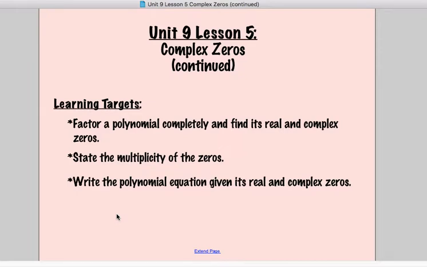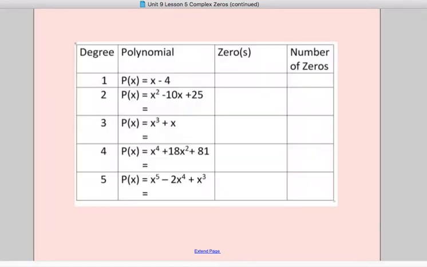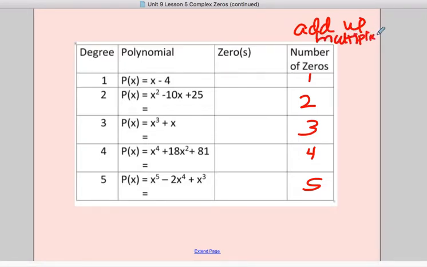So the first thing we're going to do is just remind ourselves, how does the degree affect the number of zeros? Okay, if your degree is 1, you should have 1 zero. If your degree is 2, you should have 2 zeros, 3 zeros, and so on. So whatever the degree is, you should have that many zeros. Also remember your number of zeros, and if you add up your multiplicity, those should equal each other. Okay, so your multiplicities, your number of zeros, and your degrees, those should all be the same number.